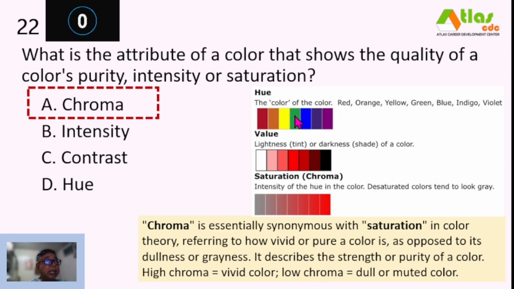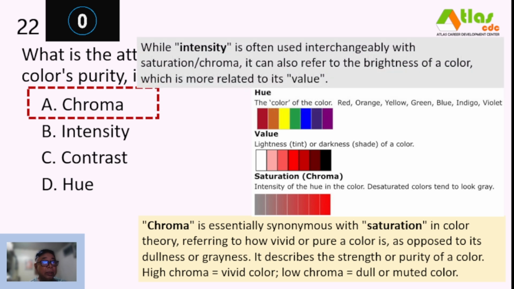So hue is the color of the color, like red, orange, yellow, etc. And value means the lightness or tint or darkness or the shade of a color. Saturation or chroma is the intensity of the hue in the color. The desaturated colors tend to look gray. While intensity is often used interchangeably with saturation or chroma, it can also refer to the brightness of a color, which is more related to its value.